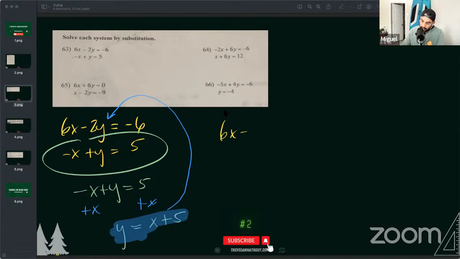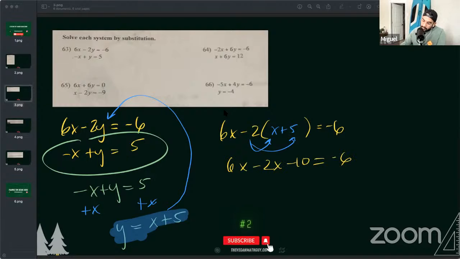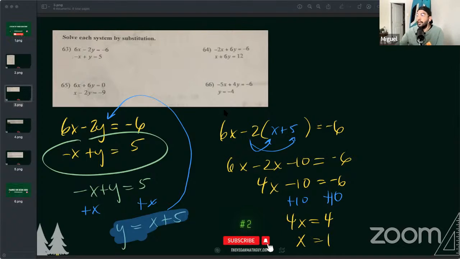I'm going to have 6x minus 2 times, and this is where I plug in that x plus 5 into that equation. And now we're going to start simplifying this, combining like terms and solving for x. So how are we going to do that? Let's distribute the negative 2 into everything. So we have 6x minus 2x minus 10 is equal to negative 6. That gives us 4x minus 10 is equal to negative 6. We're trying to solve for the x variable, so we'll add 10 to the other side, and we will get 4x is equal to 4, meaning that x is equal to 1.